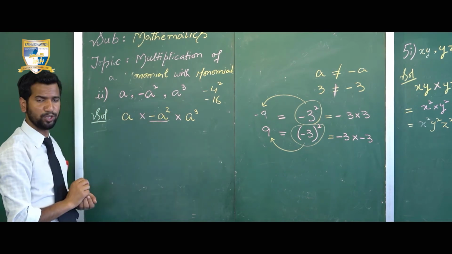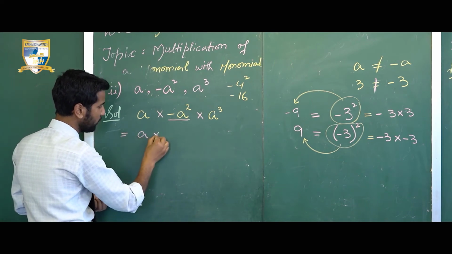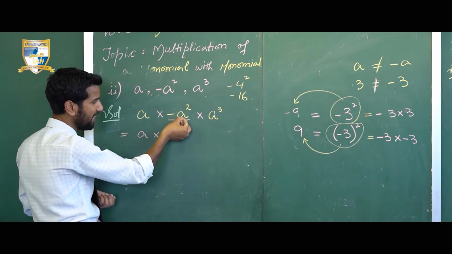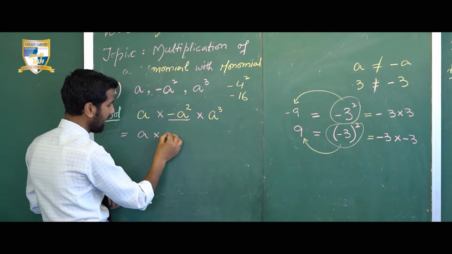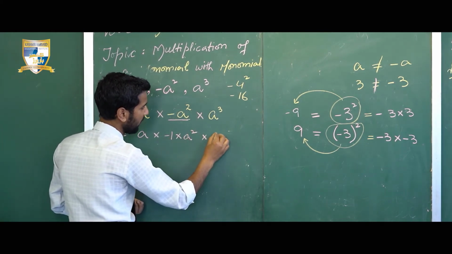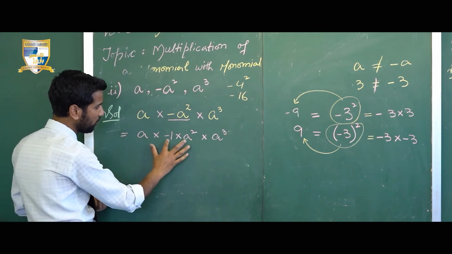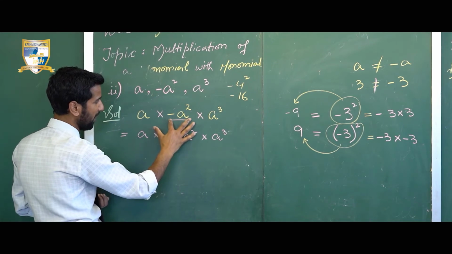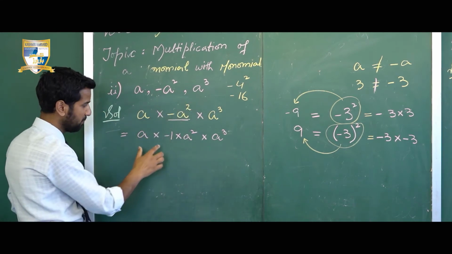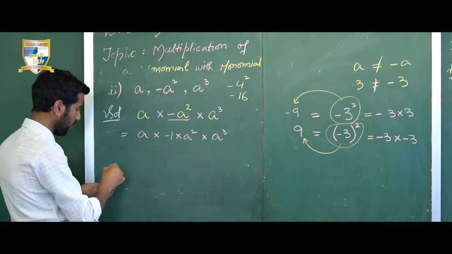So now what we are going to do here? A into, now we are going to represent this minus a square as minus 1 into a square into a raised to power 3. So minus 1 into a square is equal to minus a square. This minus 1 indicates that this term is negative.